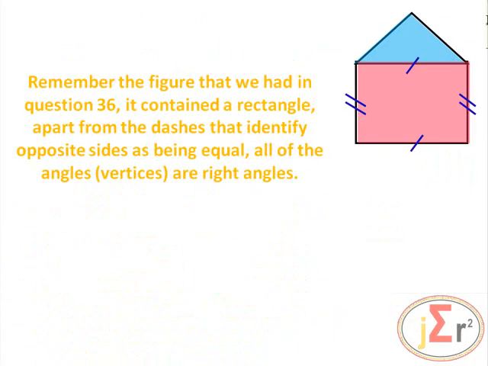Remember the figure that we had in question number 36? It contained a rectangle. Apart from the dashes that identify opposite sides as being equal, all of the angles, the vertices, are right angles. There are 2 dashes on this line and 2 on this line, saying that this line segment is equal to this one. Also 1 dash on this line segment and 1 dash on this one, telling us that these two are equal.